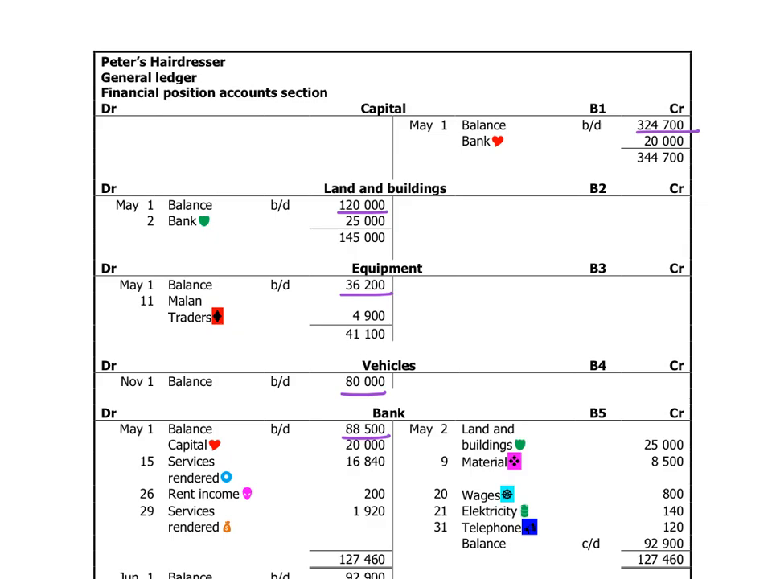On the 1st, the owner increased the capital. Bank is an asset. Assets increase on the debit side and decrease on the credit side. Therefore, the bank will be debited with the 20,000, and we will indicate that the capital account will be credited with the 20,000. And in capital, we will show that the bank was debited. Capital is equity. Equity increases on the credit side and decreases on the debit side.